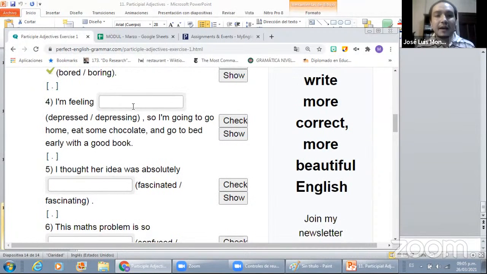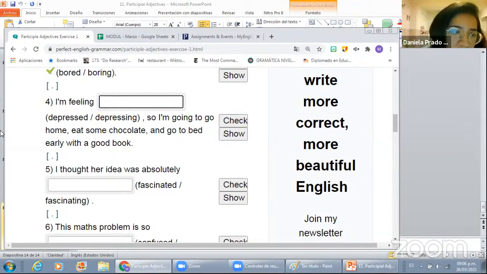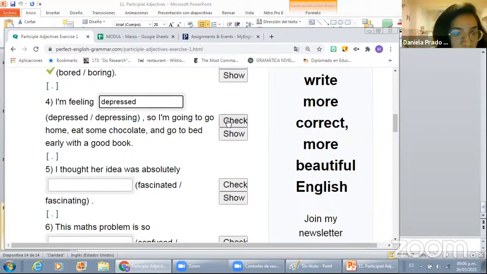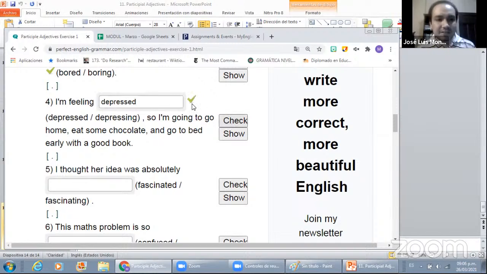So number 4, again, Daniela, I'm feeling depressed or depressing? I'm feeling depressed, so I'm going to go home, eat some chocolate, and go to bed early with a good book, right? Perfect. Thank you very much, Daniela. I'm writing it. Depressed. Let's check it one more time. I'm going to see that I have everything correct.